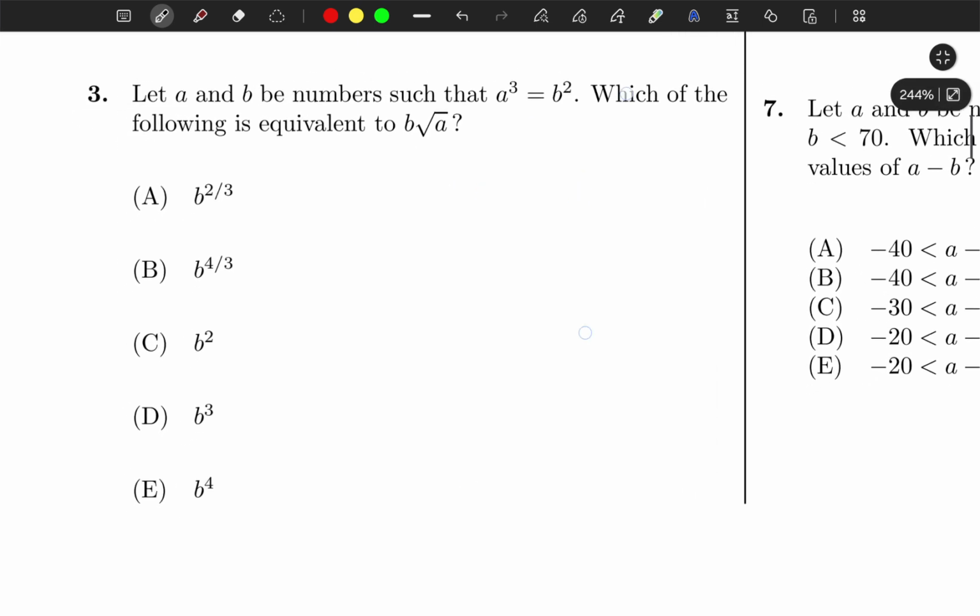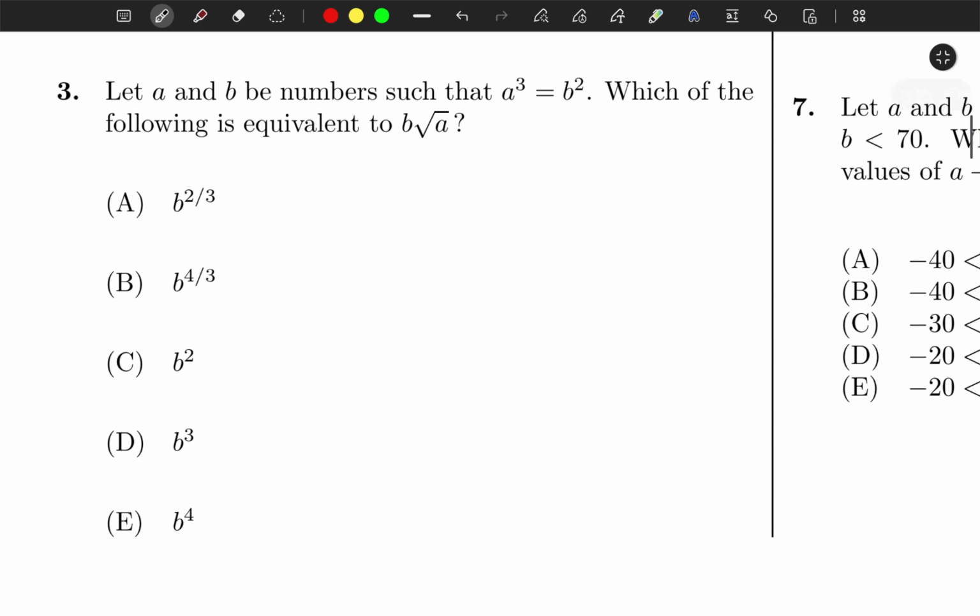Anyways, let's move on to the next question, which says let a and b be numbers such that a cubed is equal to b squared. Okay, so which of the following is equivalent to b under root a? All right, so I believe basically we'll just write this. Okay, got it.